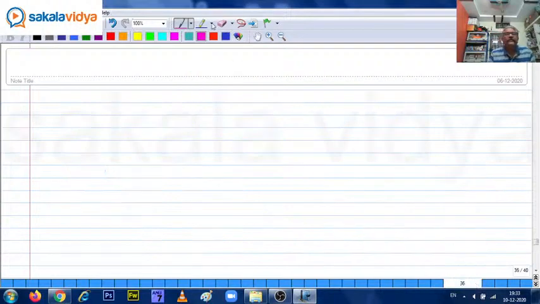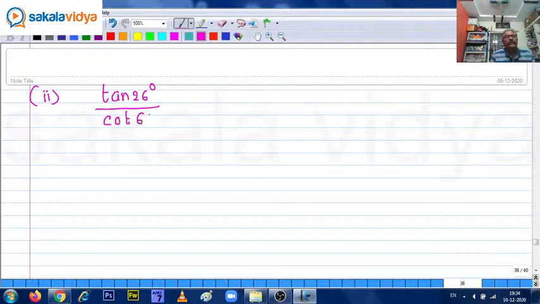Okay, now the second question. Second question. Tan 26 degrees equals cot 64 degrees.